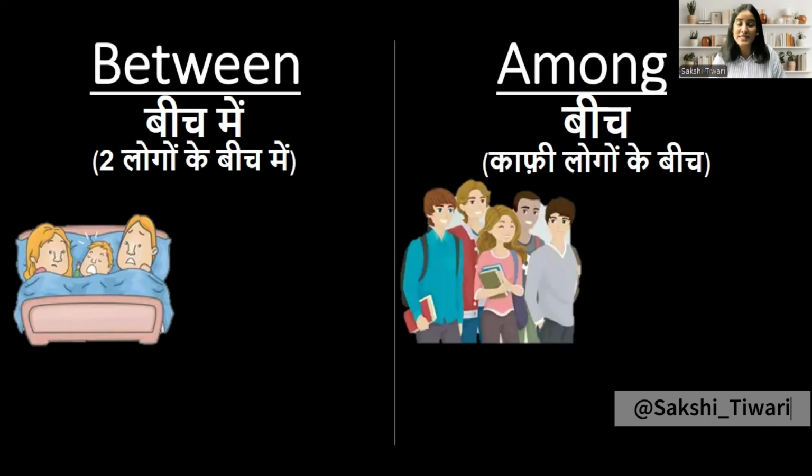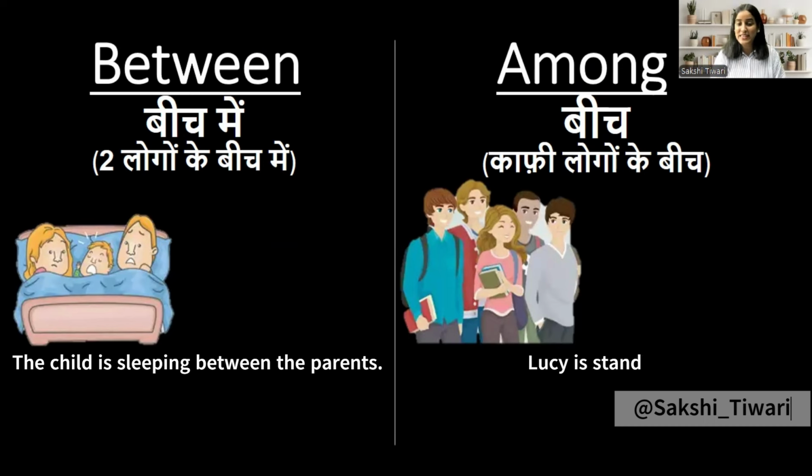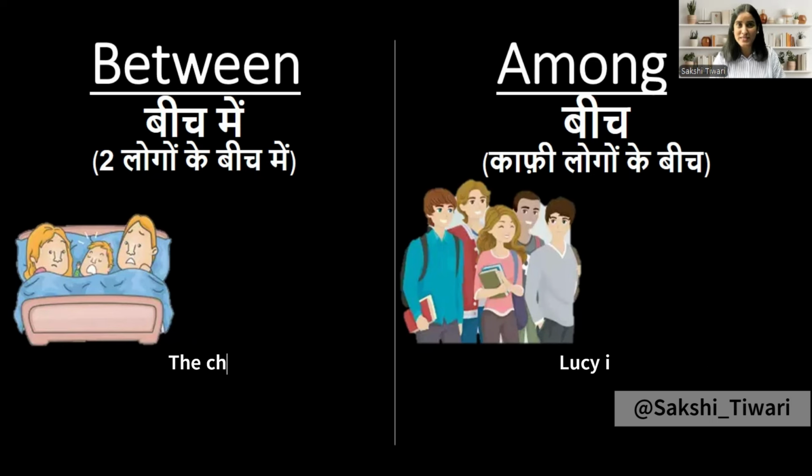For example, you can see the child is sleeping between her parents. And Lucy is standing among her friends. Now, are there two friends? No, there are four of them, and she is one out of those five. And when we talk about the kid and the parents, one is here, one is there. Great. I hope you were able to understand these common mistakes.